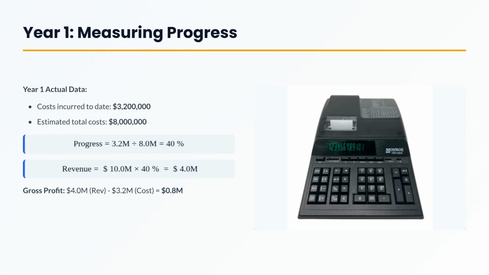Let's look at the actual math for year 1. During the first 12 months, we spent $3.2 million on construction. To measure our progress, we divide our costs to date, $3.2 million, by our total estimated costs of $8 million. This tells us the project is exactly 40% complete. To calculate our year 1 revenue, we take our $10 million transaction price and multiply it by 40%. We will book $4 million in revenue. Subtract our $3.2 million in costs, and we have a gross profit of $800,000 for year 1.